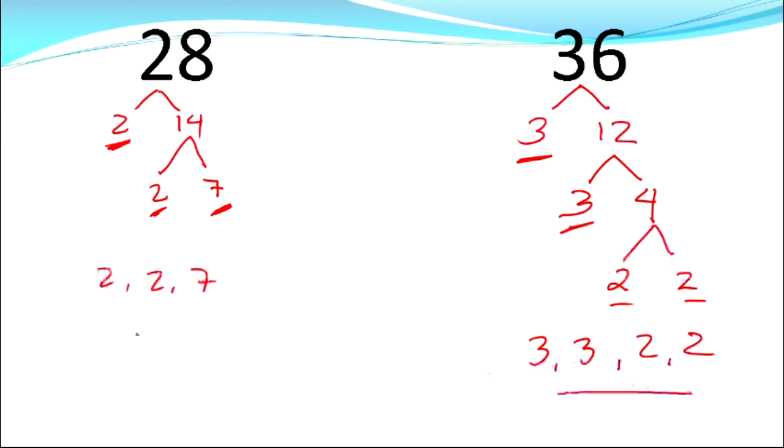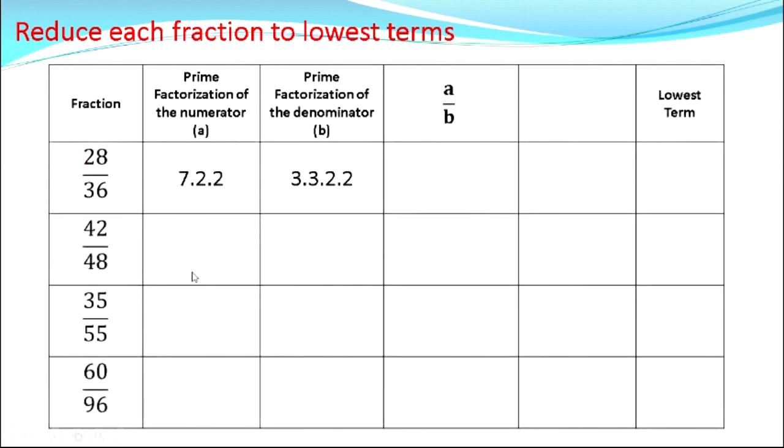Ngayon, pag nakuha mo na yung dalawa na to, pwede mo nang idiretso siya dito. So, meron akong 2, 2, 7, meron akong 3, 3, 2, 2. Ang mangyari dyan, ang prime factors ng A, that is 7, 2, 2. That is actually 7 times 2 times 2. And then 3 times 3 times 2 times 2. Pag nilagay natin to, this is the value of A.